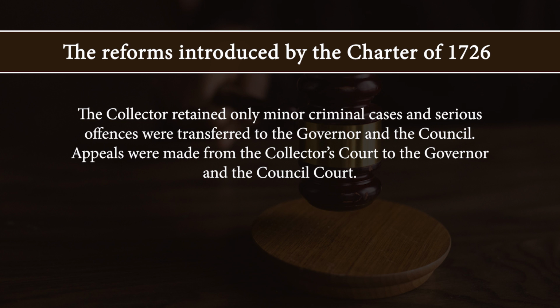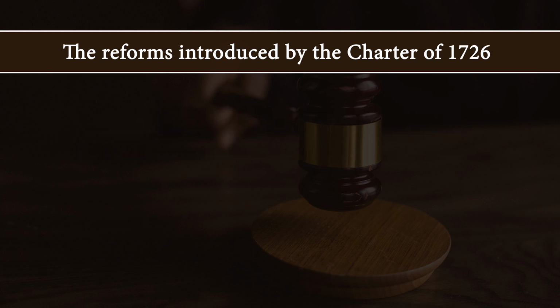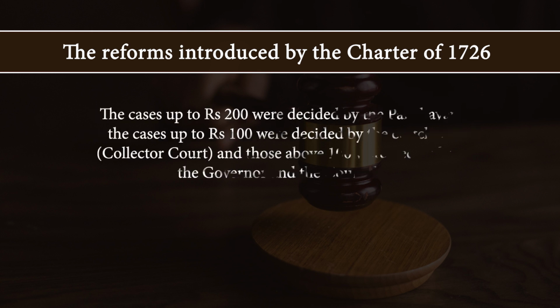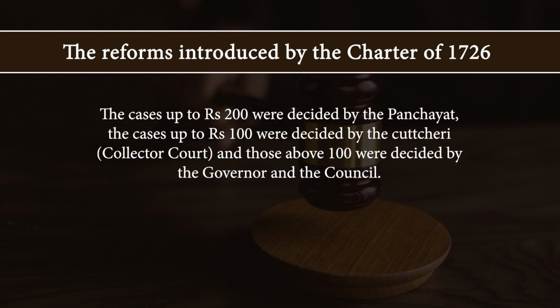Appeals were made from the collector's court to the Governor and the Council court. The collector could also give punishment like whipping, imprisonment, fine and work on the road. The collector needed the permission of the Governor and the Council for capital punishment. The cases up to Rs 200 were decided by the Panchayat. The cases up to Rs 100 were decided by the Kachari, and those above 100 were decided by the Governor and the Council.